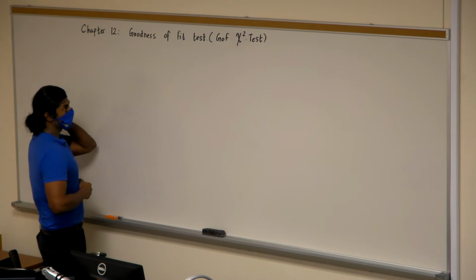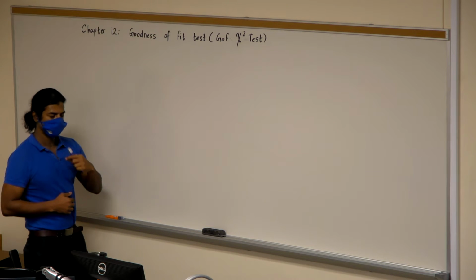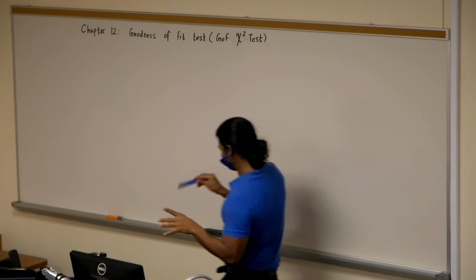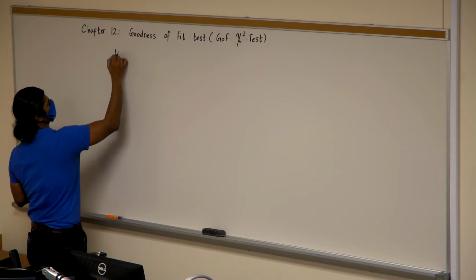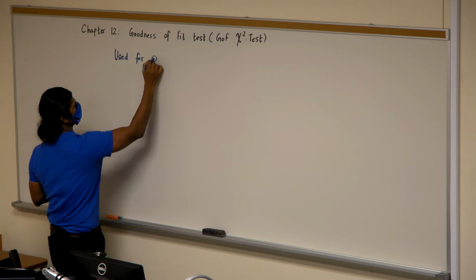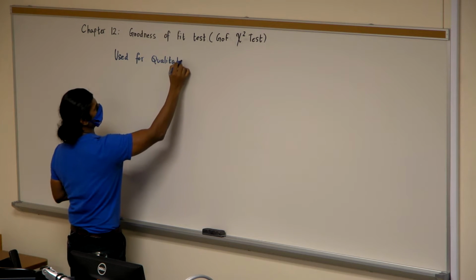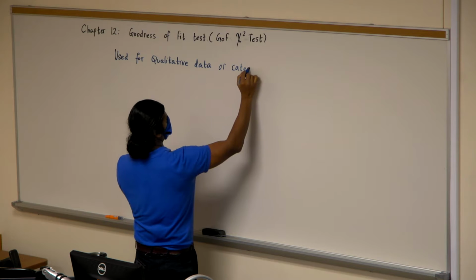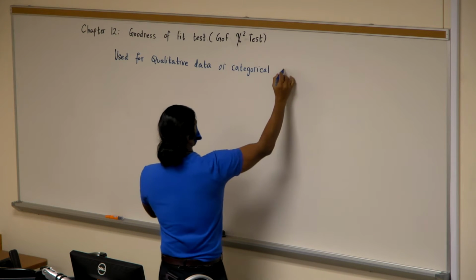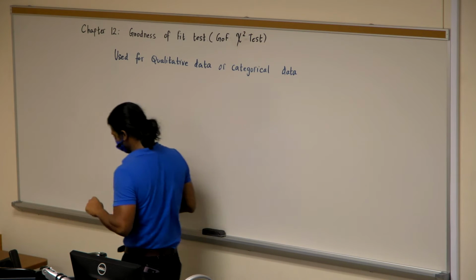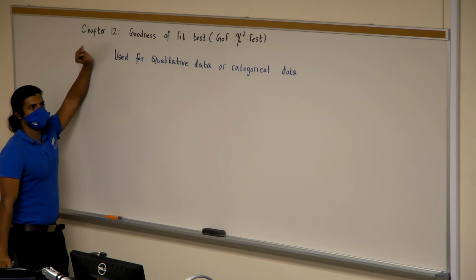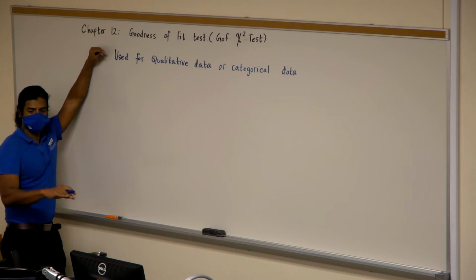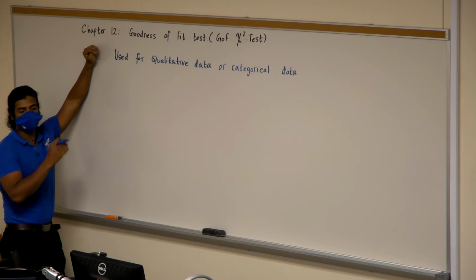Okay, so we are going to do something called the goodness of fit test, and this test and the tests that we will do are all related, and they're all meant for one type of data, which is called qualitative data, or categorical data. This one test can be used for discrete data also, but I won't get into it. Your book talks about tests for qualitative data in chapter 12. I'll just leave it be.